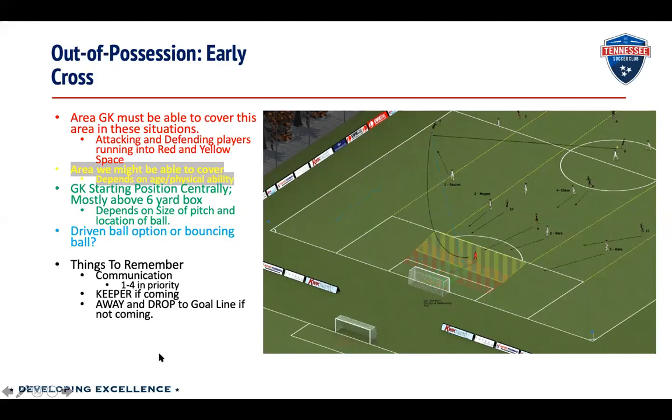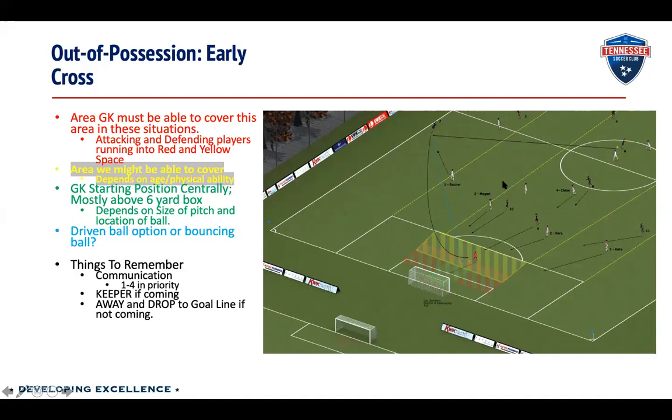Okay, so this is a moment that happens so often in our game, especially at the youth level. It's not a moment necessarily that you would classify by itself, but it is another example of a ball coming from the wide channel that we have to be ready to deal with. Okay. And it gets a little tricky, so bear with me on this. Okay. So we're talking about the early cross.